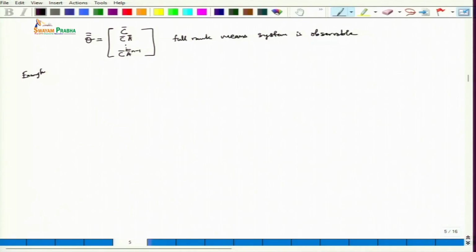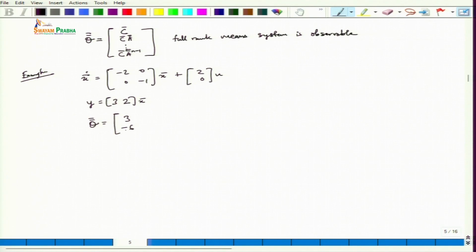So now let us consider an example for observability. Let us consider the system which we have seen earlier. If we construct the observability matrix, we get 3, minus 6, 2, minus 2, which is full rank. So it's observable.